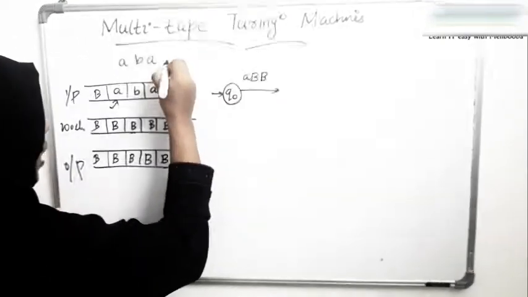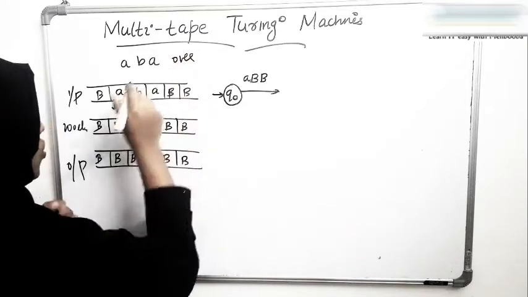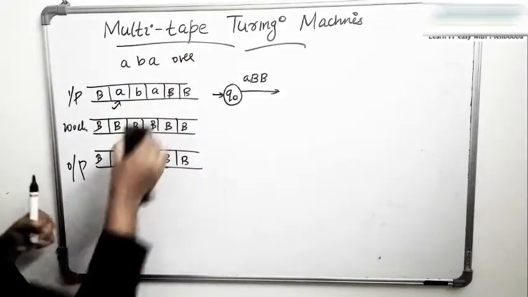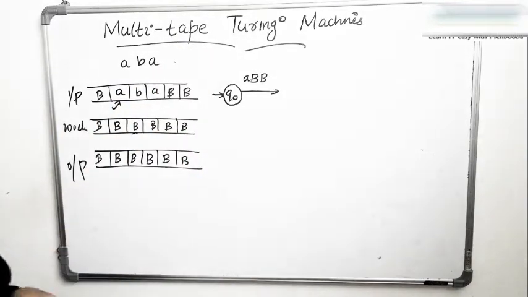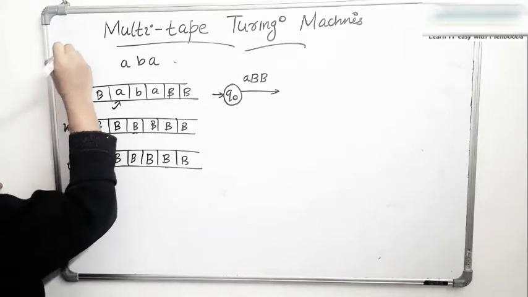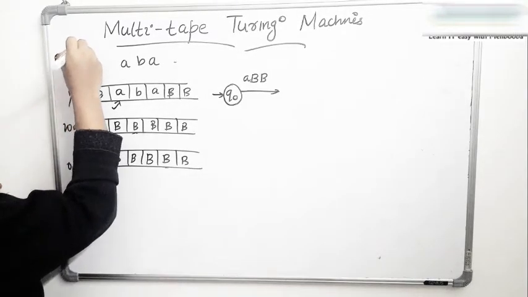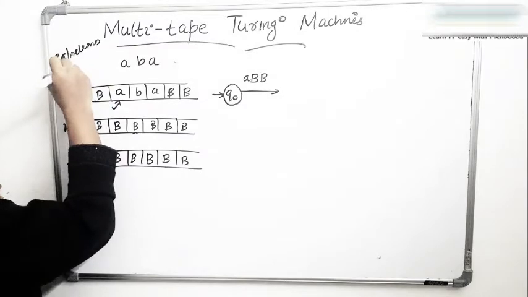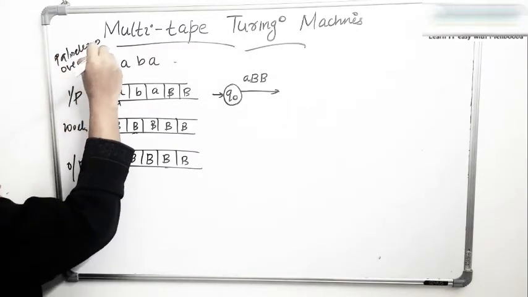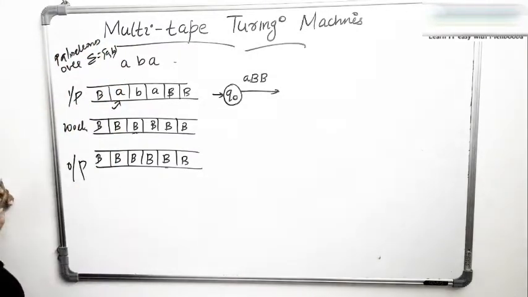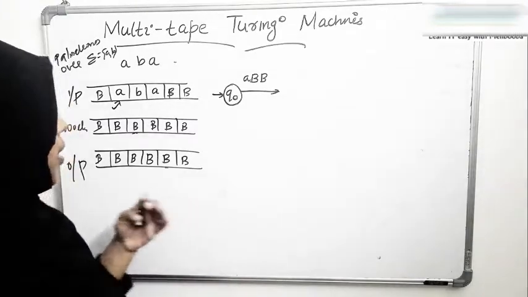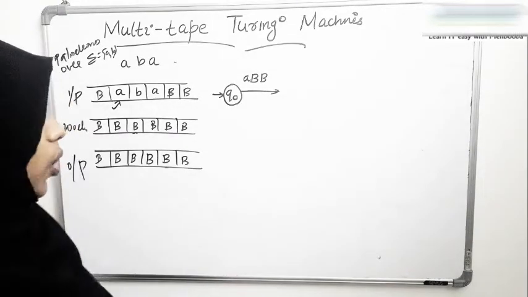We are checking for palindromes over the alphabet A, B. That is, we don't consider any other letter. So the basic idea of palindromes should be very clear to you, isn't it?